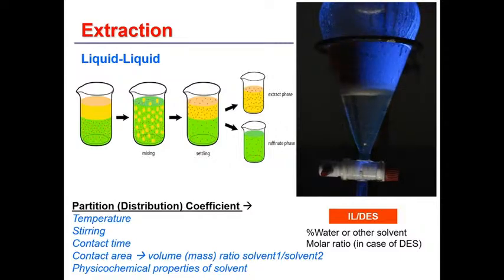Here we talk more about the partition coefficient, or distribution coefficient. We have similar parameters here that have a big influence on this partition coefficient. One different thing here is the contact area. We have two different solvents, so a volume ratio or a mass ratio between them is something we have to think about. The other things are the same idea.